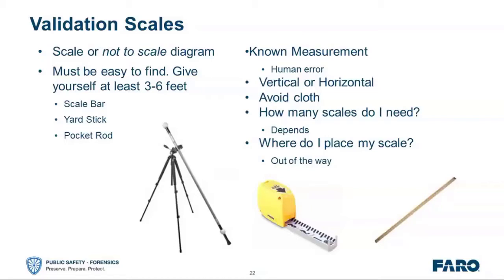And there are ways that we can do this. We can do this in a 3D world by placing it in the scene when we're scanning, when we're taking our scans. And we also can take a known measurement. But remember, if you do a known measurement, now you're introducing human error. There is on your screen from left to right 3 types that are commonly used for validation scales. And that's the scale bar from FARO.